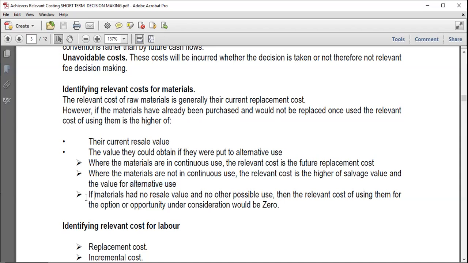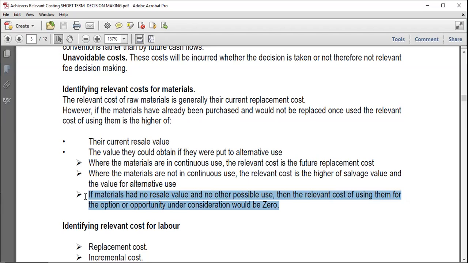Then the last scenario is if the materials have no resale value and no other possible use. If the materials have no resale value and no other possible use, then the relevant cost of using them for the option or opportunity under consideration would be zero.